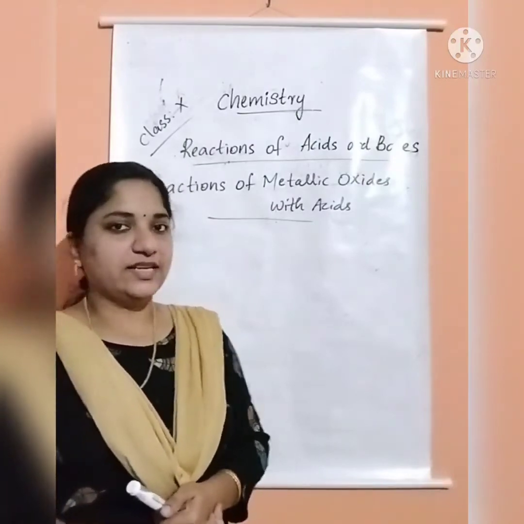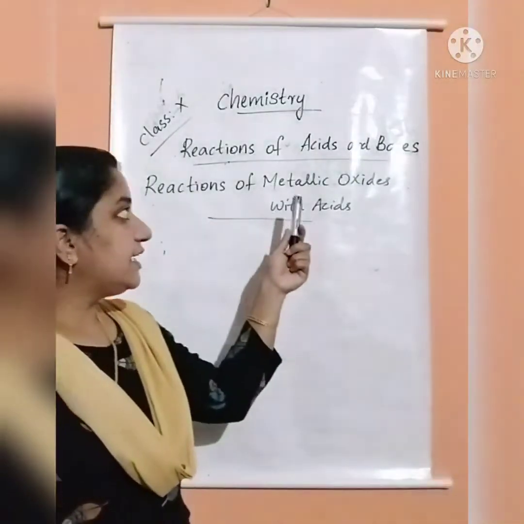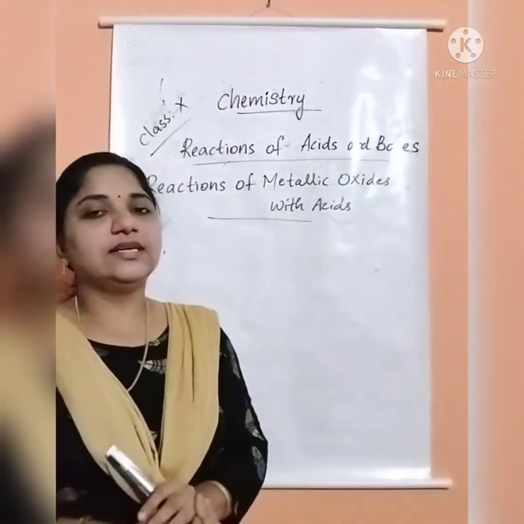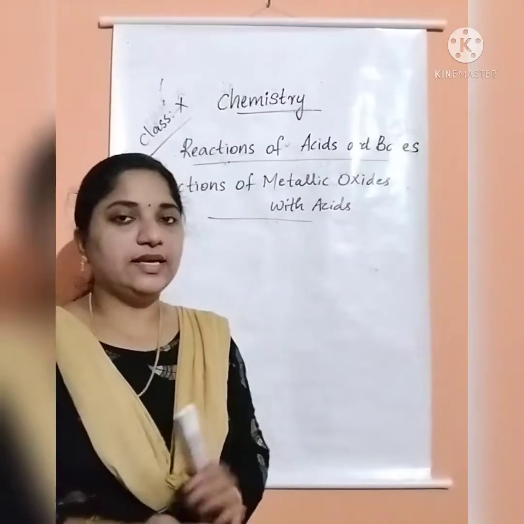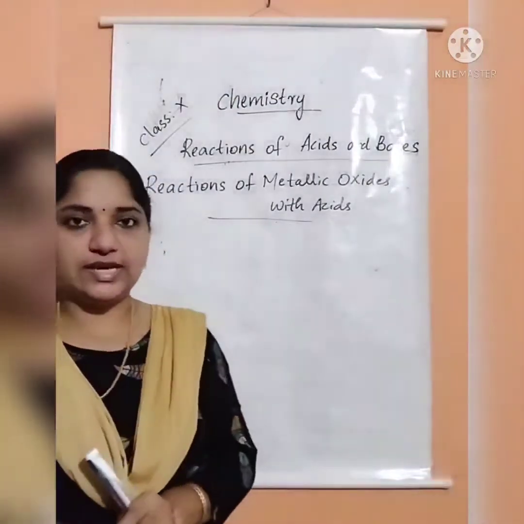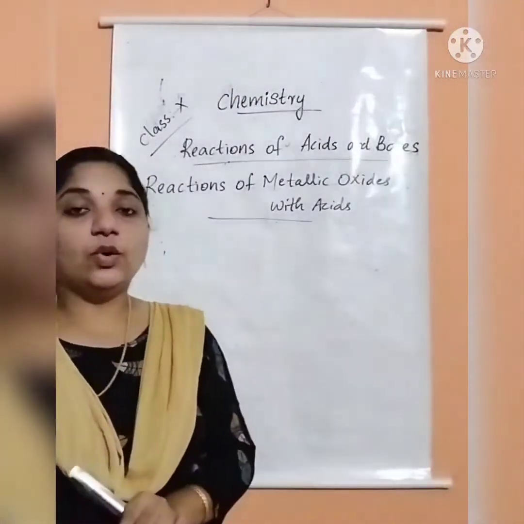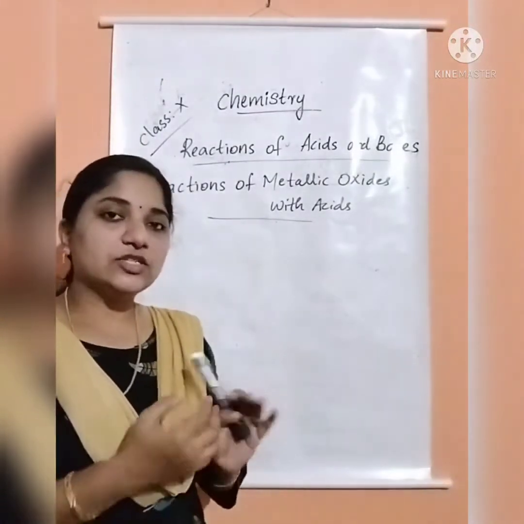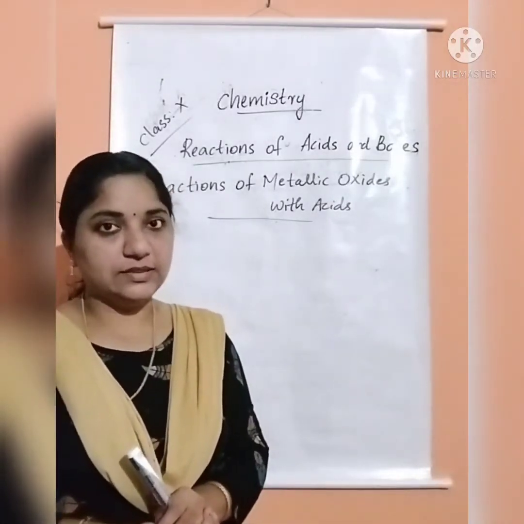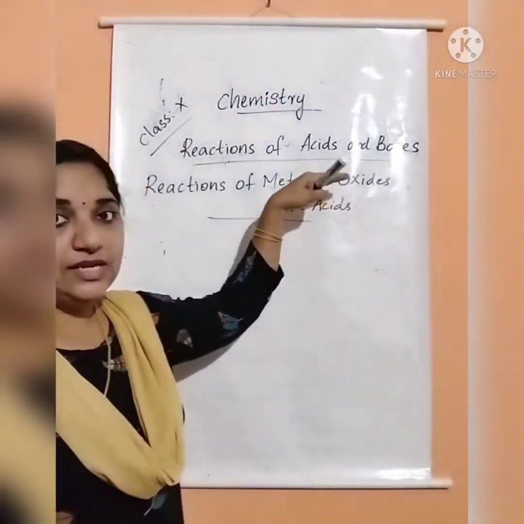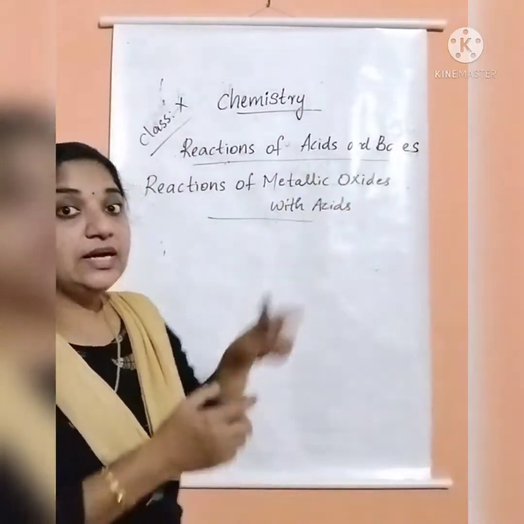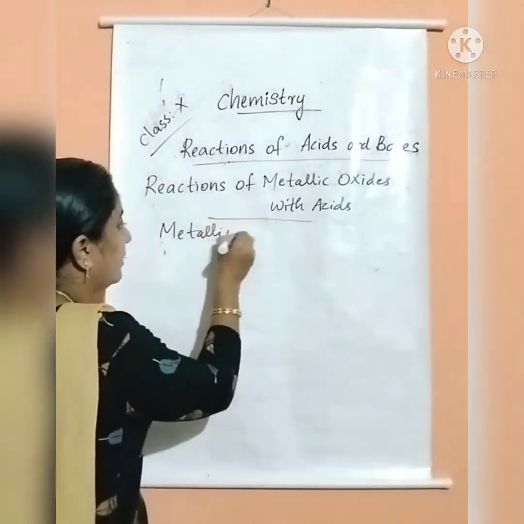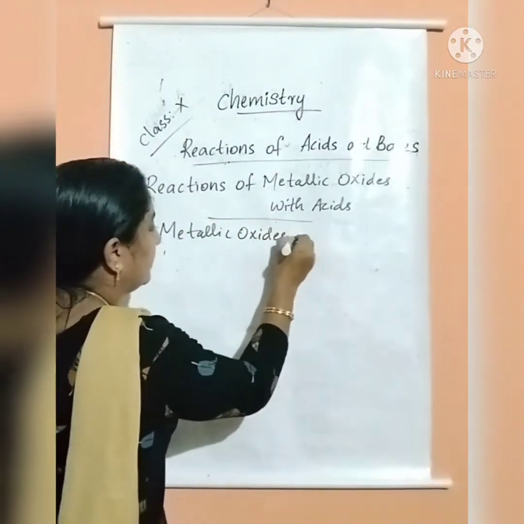Children, next reaction is reaction of metallic oxide with acids. How metallic oxides react with acids. എങ്ങനെയാണ് metallic oxide acids ആയിട്ട് react ചെയ്യുക? The reaction between metallic oxide and acids is similar to the reaction between acids and bases, because metallic oxides, we learned that metallic oxides are basic in nature, isn't it?